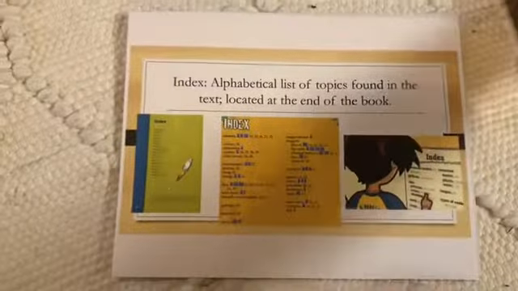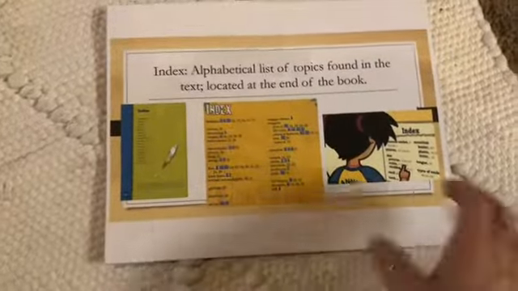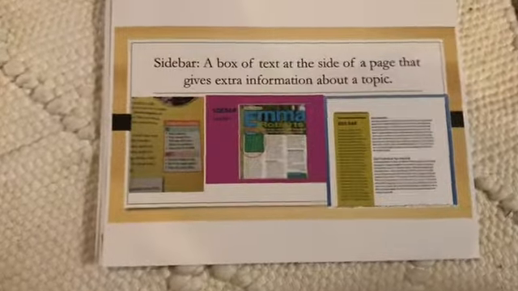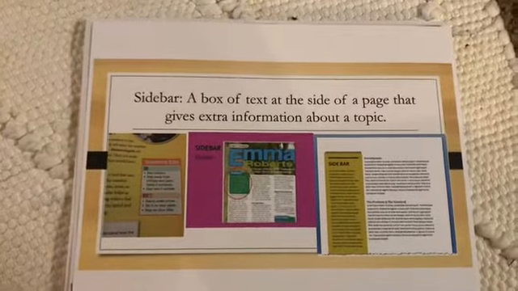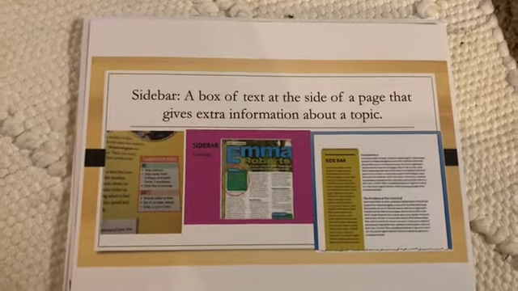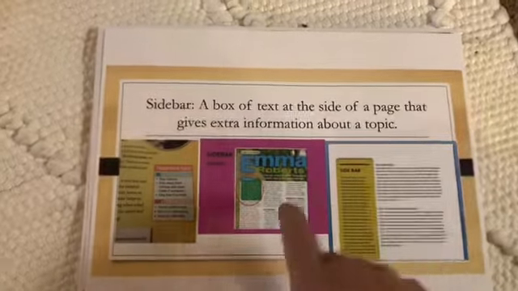So if you are researching something and you want to know what page to look on to find that topic, you look in the index. A sidebar, which you'll find in our reading today, is a box of text at the side of a page that gives extra information about the topic.